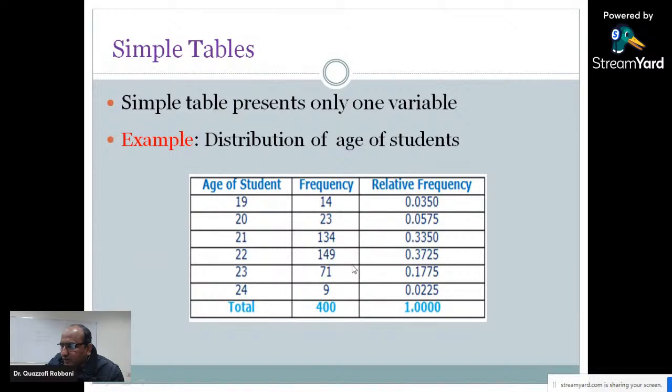And we can also calculate the relative frequency from this table. We just take the total students, 400, and the number of students of age 19 is 14. So just divide 14 by 400, and you will get this value, the relative frequency. 23 divided by 400, so you will get the corresponding relative frequency of the students whose age is 20.